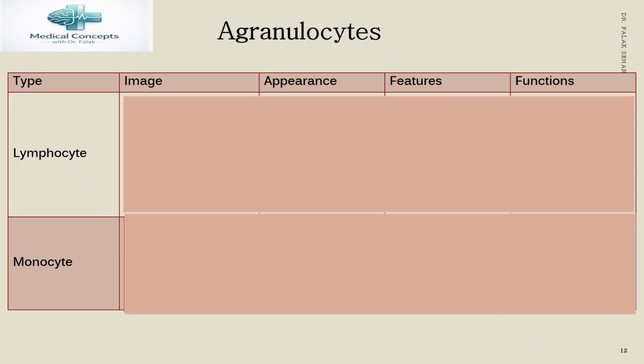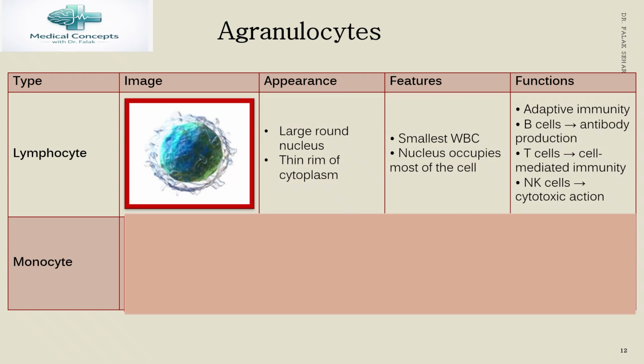Now coming to the agranulocytes. They are of two types, lymphocyte and the monocytes. Lymphocytes are having a large round nuclei with a thin rim of cytoplasm, and they are considered the smallest white blood cells. They are of two types of lymphocyte, B cells and the T cells, and the third type is the natural killer cells. They are having a specific role in the adaptive immunity. B cells are responsible for the production of the antibody, while T cells are important for cell-mediated immunity, while natural killer cells are important for cytotoxic reaction.